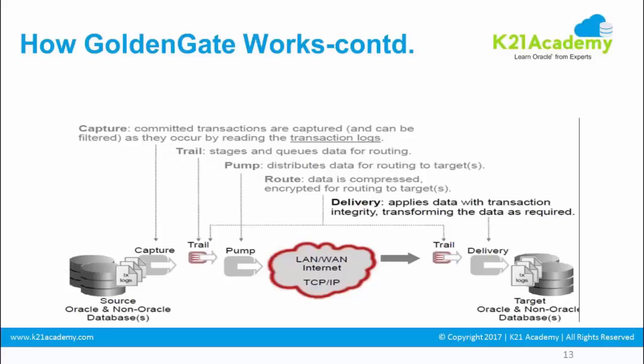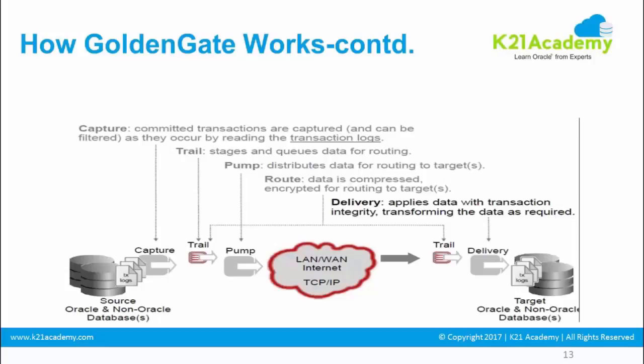DataGuard can only work for Oracle. GoldenGate can work on any platform. Your source could be Windows, target could be Linux. GoldenGate can replicate the data. Your source could be Sun Solaris, target could be Exadata. GoldenGate will replicate the data. So your source database could be Oracle or non-Oracle. Target could be Oracle or non-Oracle supported database.